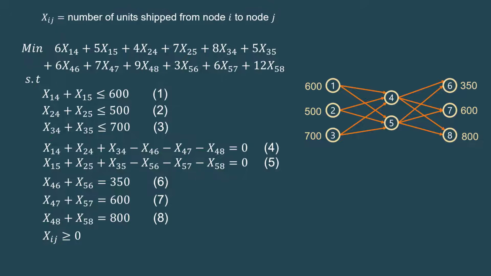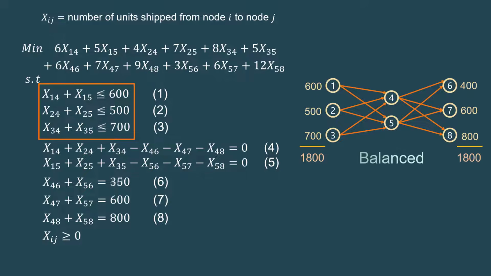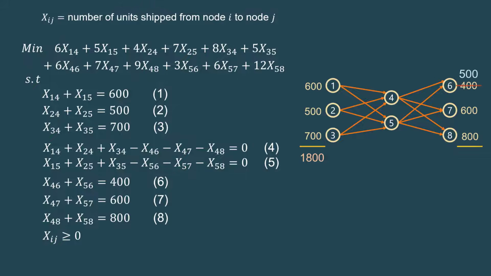Now suppose demand at node 6 increases from 350 to 400. Then total supply equals total demand, what is called a balanced transshipment problem. As a result, we can rewrite the supply constraints as equality constraints. But if demand at node 6 increases to 500, the problem becomes unbalanced again, as total demand will be greater than total supply. Therefore, demand will not be fully met at some nodes. That will require changing demand constraints to less than or equal constraints.